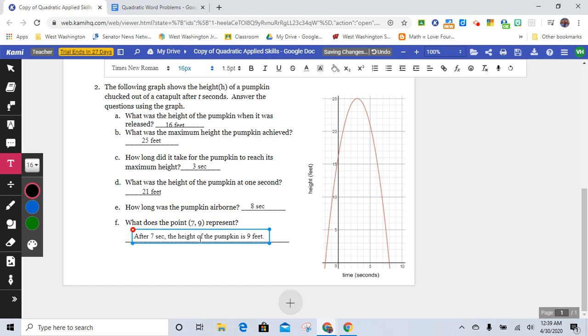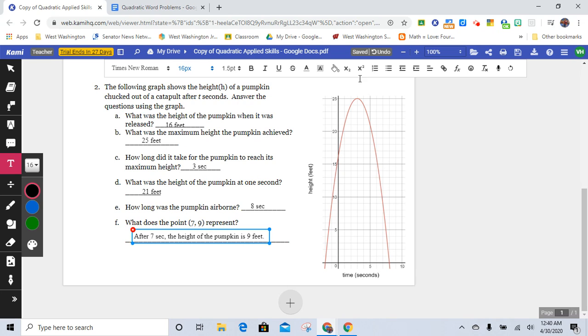So after 7 seconds, you're still not going to have anybody at risk of getting conked in the head with a pumpkin. That would be a little bit more around here. About 7.5 seconds is when it hits that 6-foot mark, and that's whenever it starts really getting dangerous. Okay.